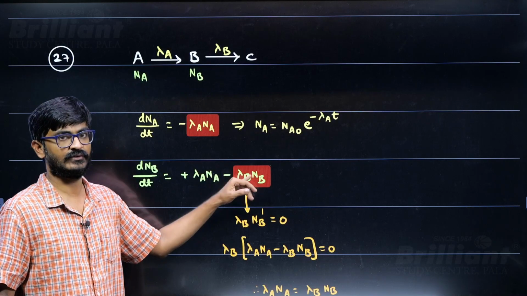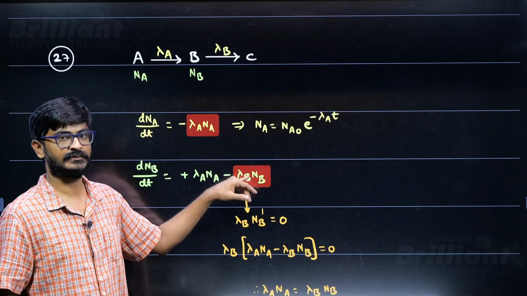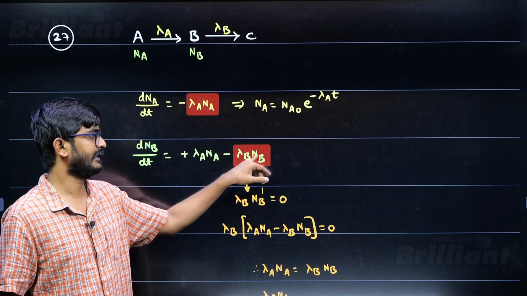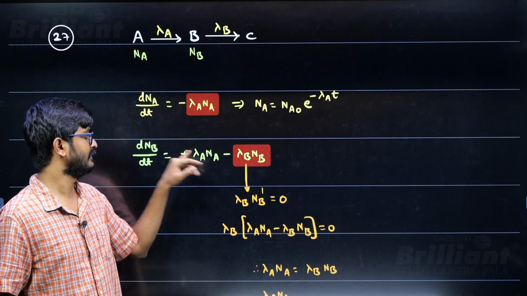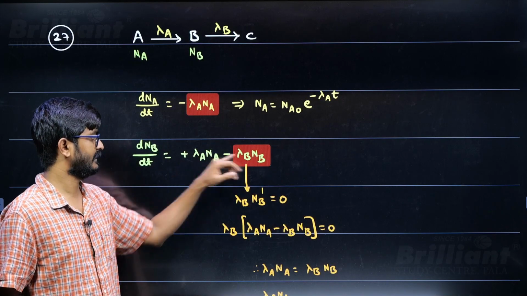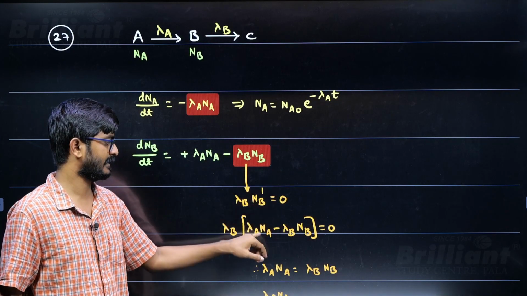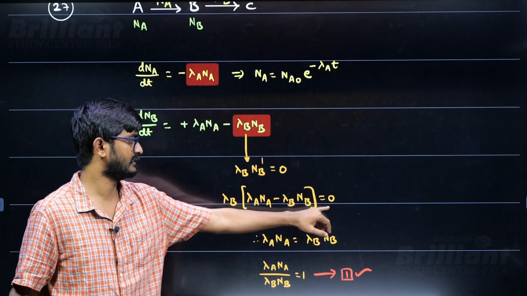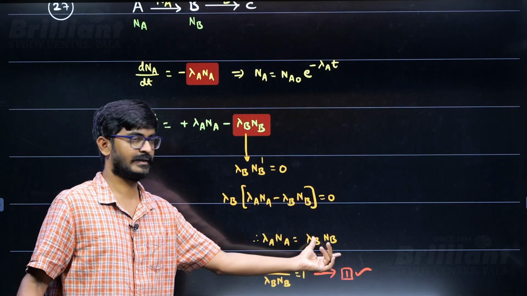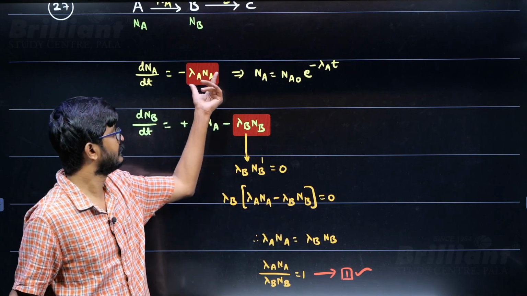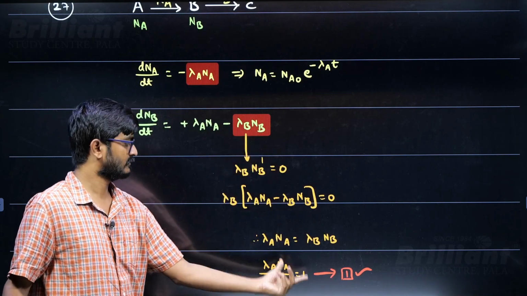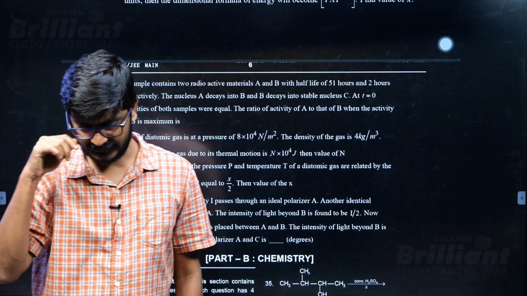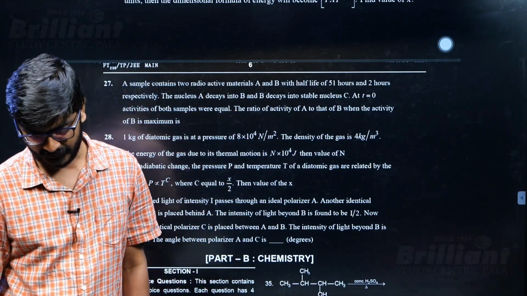Now they asked when this will become maximum. When will this become maximum? When its first differentiation is 0. So when I differentiate this, I will get lambda B into dNb by dt. What is dNb by dt? This entire thing, and dNa by dt is this entire thing. So instead of dN by dt, I can write this. Now when will this become 0? When lambda A Na equals lambda B Nb. This is activity of A, this is activity of B. So what is the ratio? Ratio is 1.